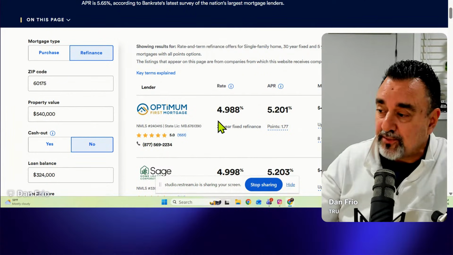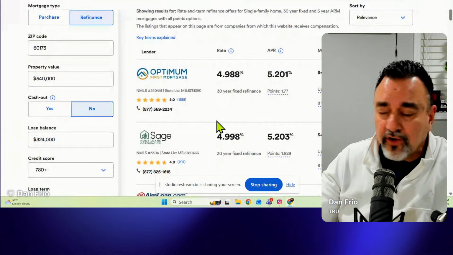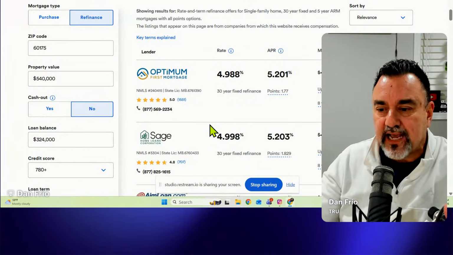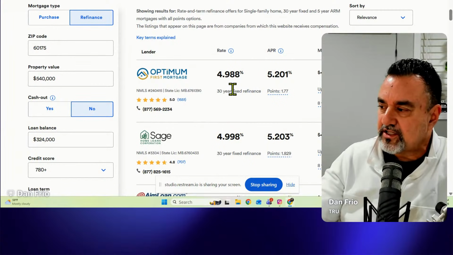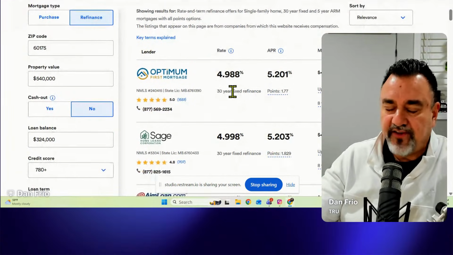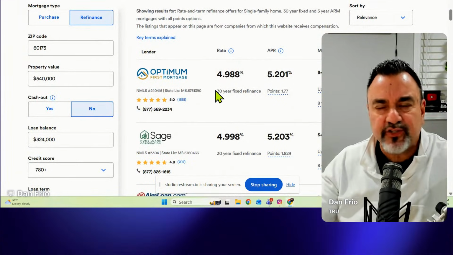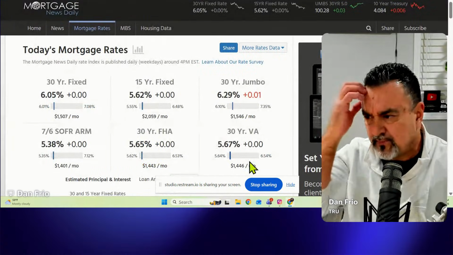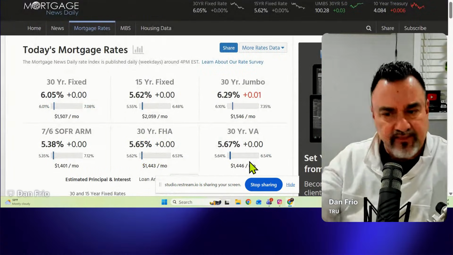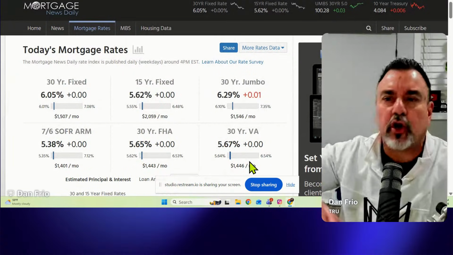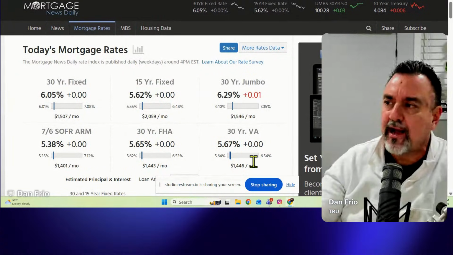Okay, Optimum. Never heard of them. I have heard of Sage because they're in every one of these advertisements. So you look at this, it's 4.98. Fantastic. But here's the thing. Go over to Mortgage News Daily. The 30-year fixed there, and this is an average, they survey lenders all over the country, is 6.05.